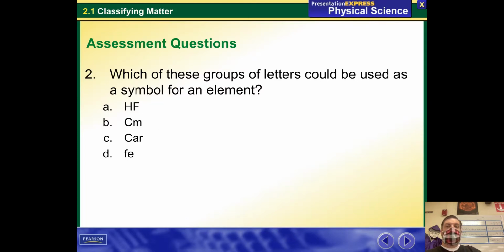Always. Which of these groups of letters could be used as a symbol for an element? Remember, the first letter is capital. The second letter is lowercase. Which one? Well, it can't be A because they're both capital letters. Could be B, capital C, lowercase m. Can't be C because it's 3 letters. D is not the proper way to do it. If that had a capital F, it would be iron, but it doesn't. So B is the correct answer in this case.